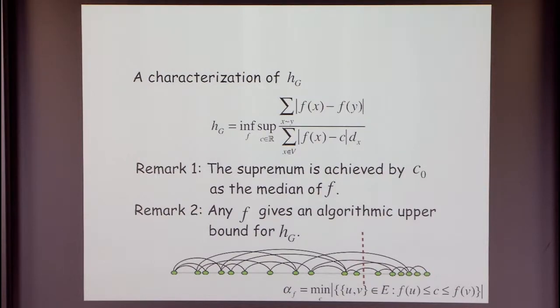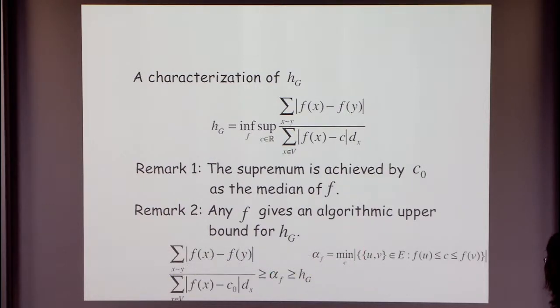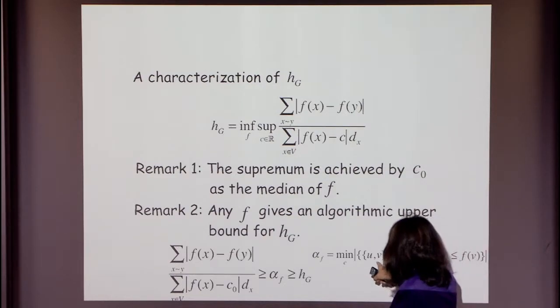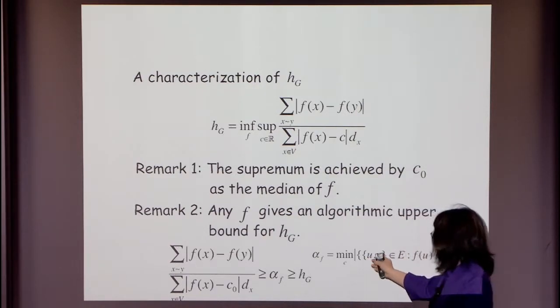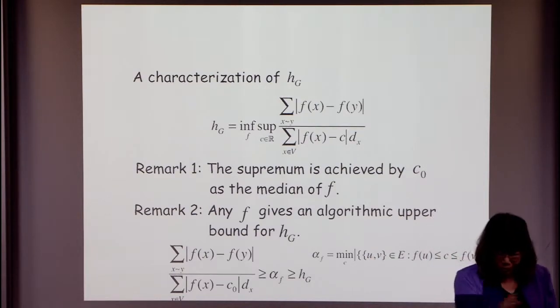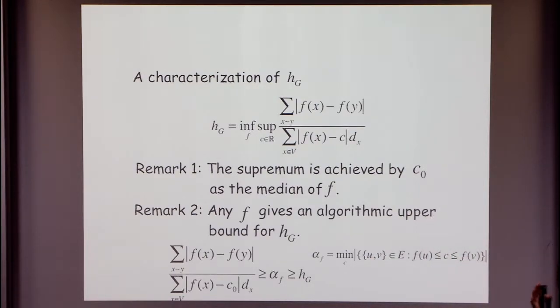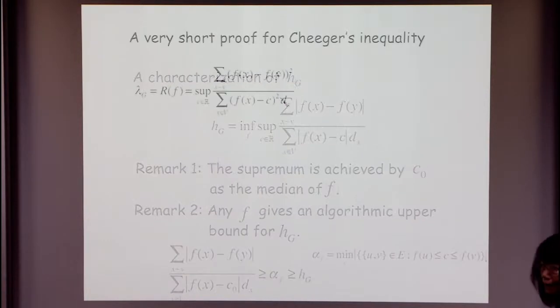Here you look at the number of edges going across. You look at the Cheeger ratio over there. So I have a typo here. Really, you look at all the subsets on one side. For all those subsets, you look at the best Cheeger ratio. That's the alpha f. So it's really an algorithmic bound if you can find a good f.